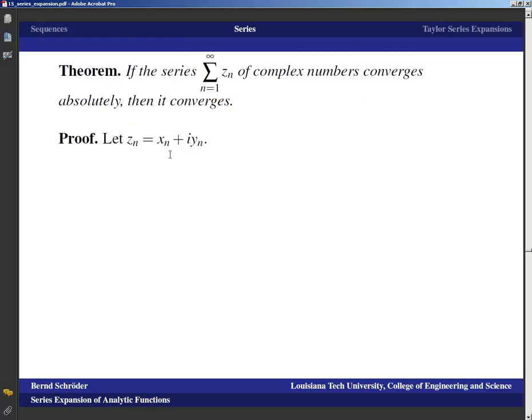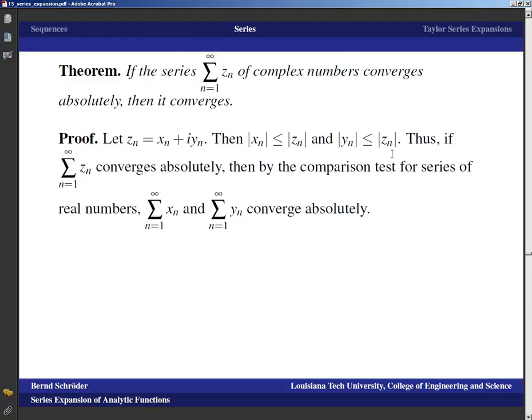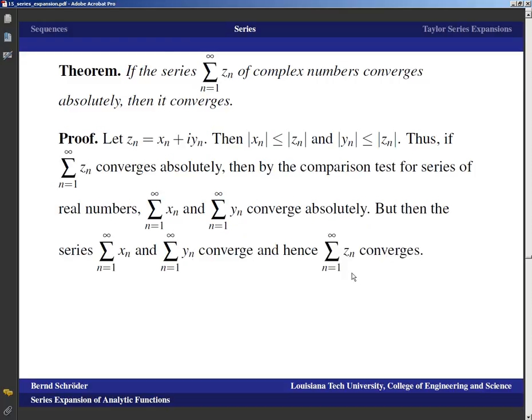And the proof is, well, you take your terms, and there's z_n equals x_n plus i y_n. We know the absolute value of x_n is smaller or equal to |z_n|, and the absolute value of y_n is smaller or equal to |z_n|, which means if the sum of the z_n's converges absolutely, then by the comparison test for series of real numbers, check back on your calculus text, the sum of the x_n and the sum of the y_n's converge absolutely. And that means, because of what we know about series of real numbers, that the x_n and y_n converge, and now by the first result we had on series, as we split things up into real and imaginary part, if these guys converge, then the series of the complex numbers converges too.